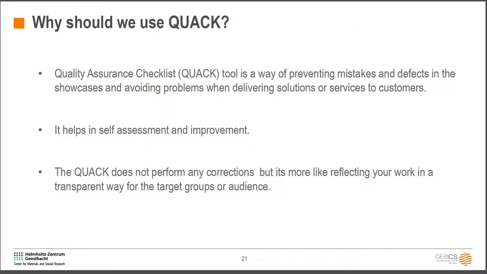So why should we use QUACK? Quality assurance checklist QUACK is a way of preventing mistakes and defects in the showcases and avoiding problems when delivering solutions or services to the customers. It helps in self-assessment and improvement. The QUACK does not perform any corrections, but it's more like reflecting your work in a transparent way for the target groups or audience.